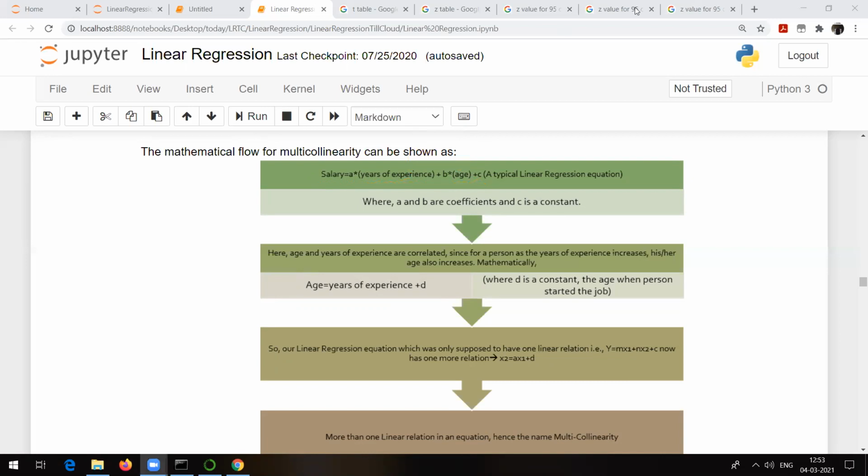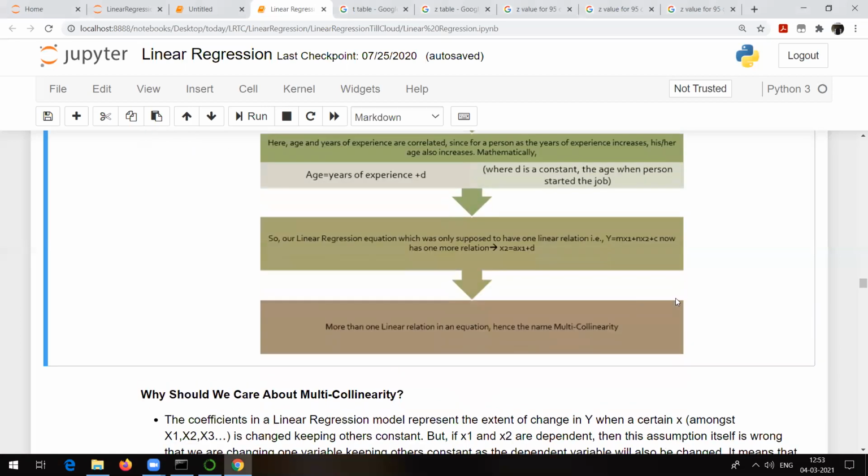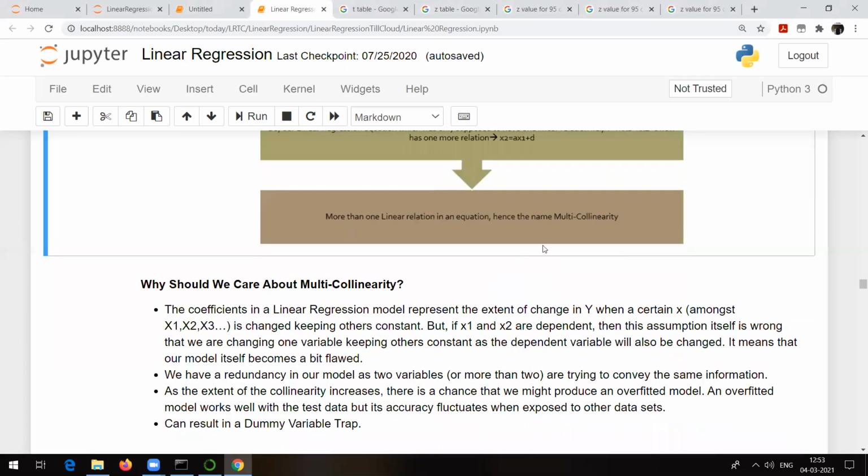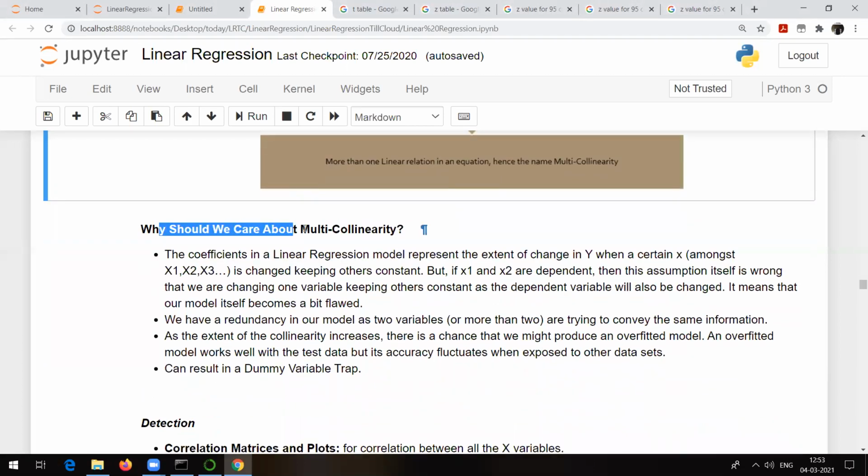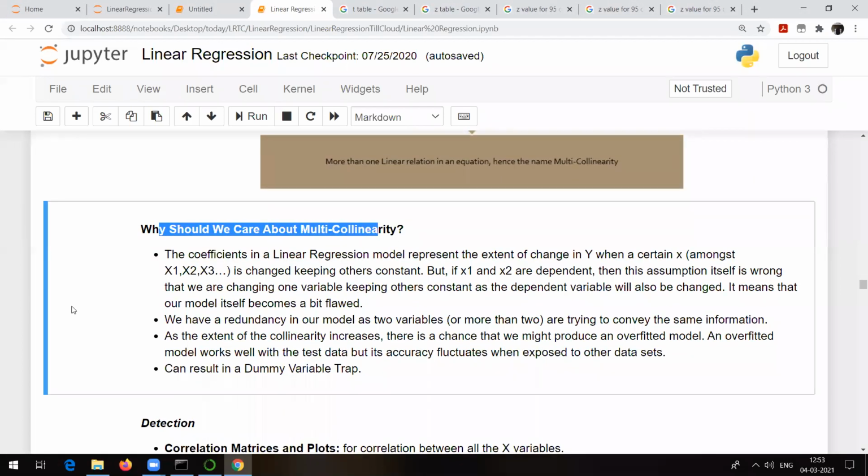If this is the case, that means there is multi-collinearity. Our linear regression equation was supposed to have only one linear relation, between the input variables and the output variable, but now it has more than one relation: one between input and output, and another between inputs. More than one relation in an equation, hence the name multi-collinearity. Why should we care? As I told you, if you do not take care of it, your model is going to become an overfitted model, and that is what we do not want.